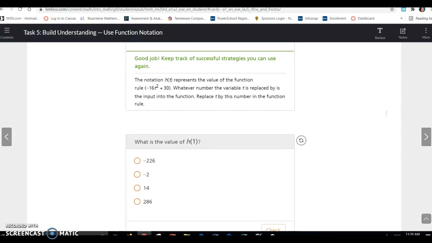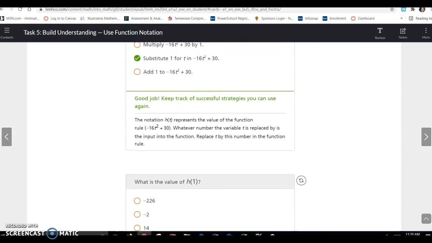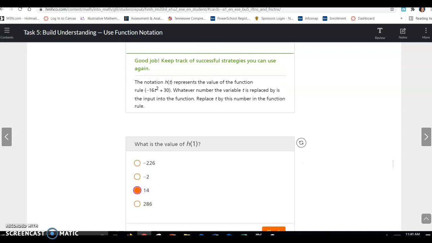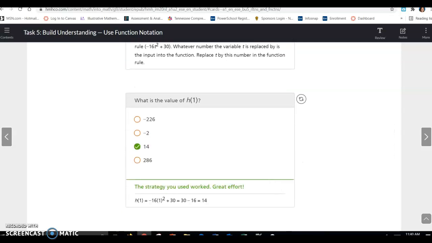All right, when we do that, what is the value of h of 1? All right, so 1 squared is 1. 1 times negative 16 is negative 16. Negative 16 plus 30 is positive 14. So all we did was plug the 1 in and check it. All right, if you want to pause the video, we are going to do one more task.